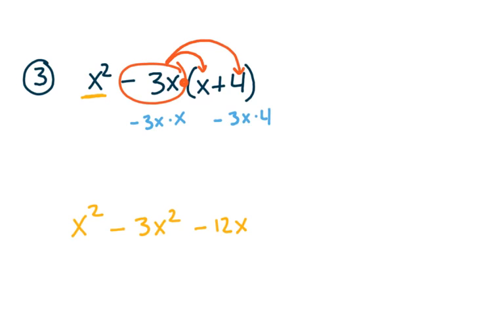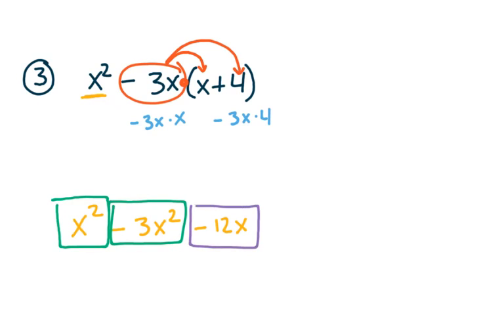With this problem, I'm not done. Unlike our other problems, we have more work to do because we are not written in simplest form. So we need to combine our like terms, and in this case, our x squared and our minus 3x squared. Our minus 12x is all by itself there, no like term to combine. So my final solution would be equal to a negative 2x squared minus 12x.